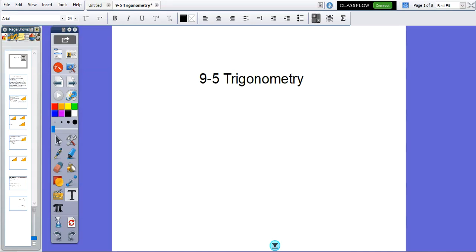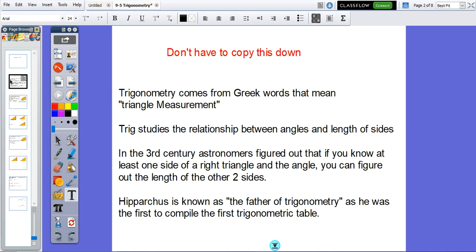Today, we are talking about trigonometry. So let's go over a couple things about trigonometry. First off, it is a Greek word that means triangle measure. So it sees the relationship between angles and their lengths.